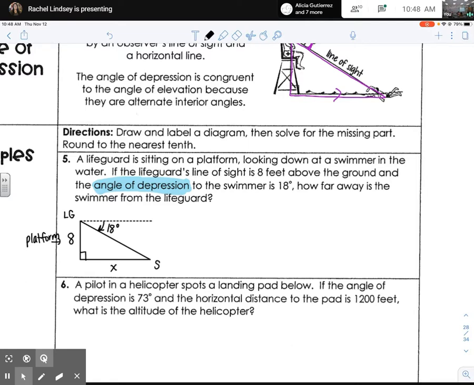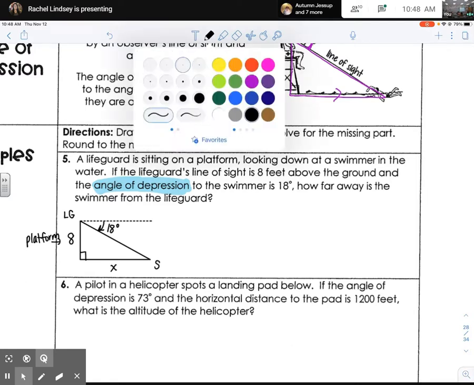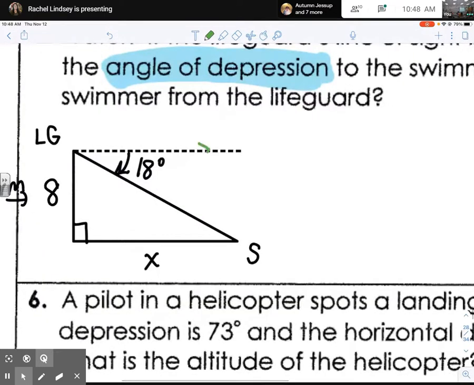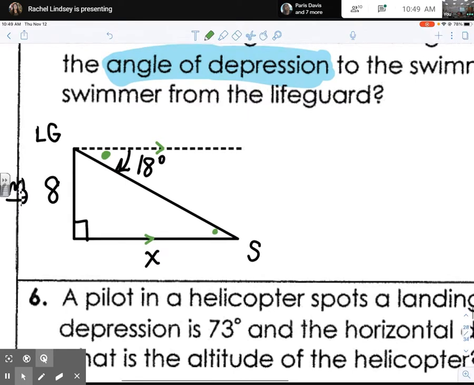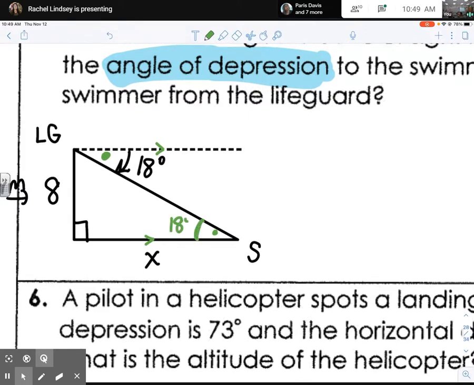So now, like I said a second ago, these lines are parallel. Line of sight is always parallel to the ground. When you're looking straight ahead, your line of sight is parallel to the ground. So if those two lines are parallel, what do you know about this angle right here and this angle right here? They're the same because they're alternate interior. So that angle would be 18 because of alternate interior.